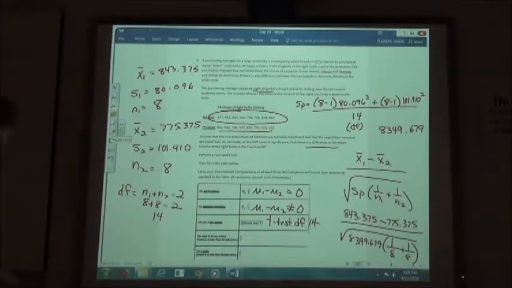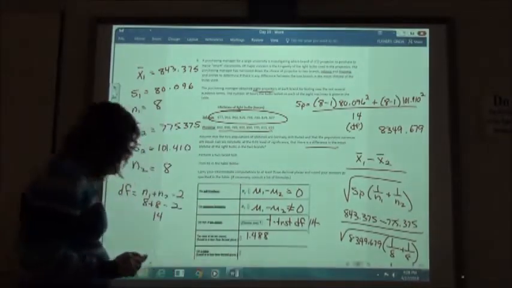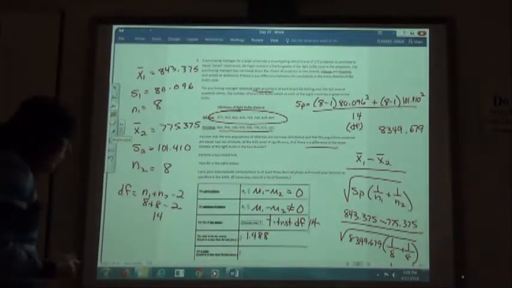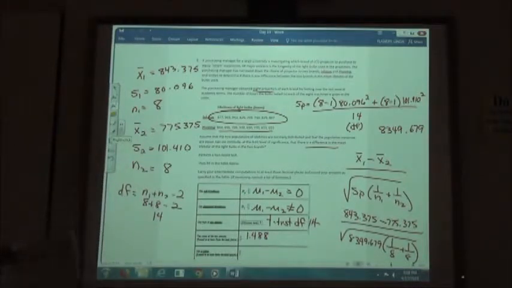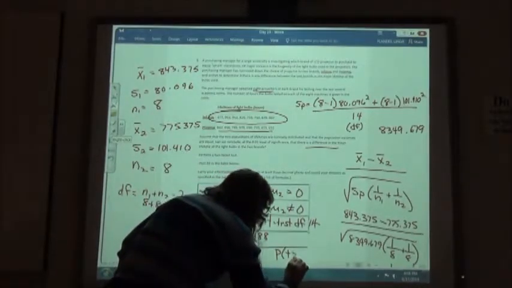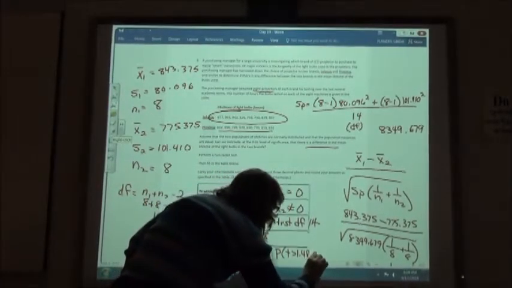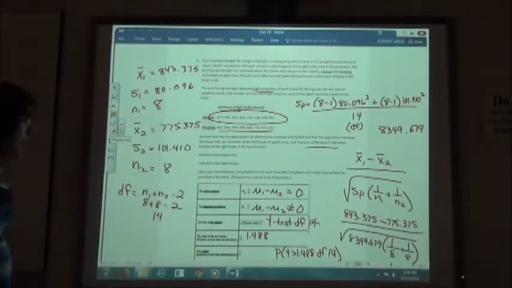1.488. All right. We are going to find the p-value on this one. So we are going to do the P of t is greater than 1.488 with a degree of freedom of 14. The p-value is the percentage that's in that section.